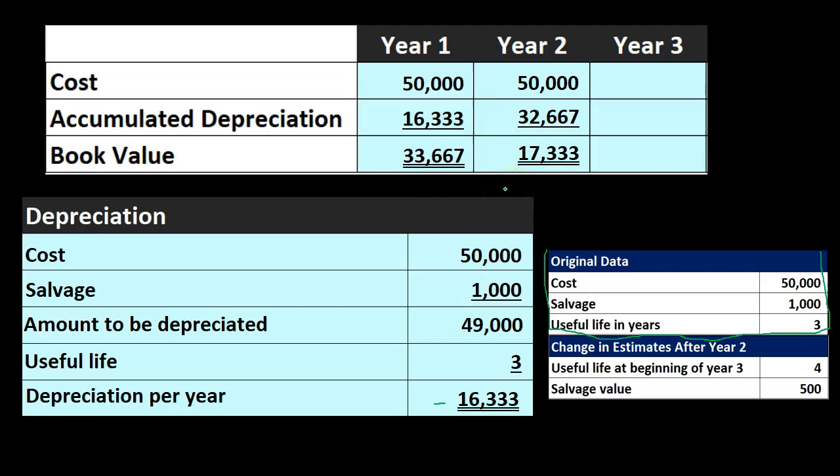What we can do instead is say, okay, we've figured out the adjustment at this point in time. We're going to say this is where we stand at this point in time. This isn't the cost, it's the book value as of the end of year 2, and then take that and adjust it going forward to allocate it out to the 4 years and the new salvage value.